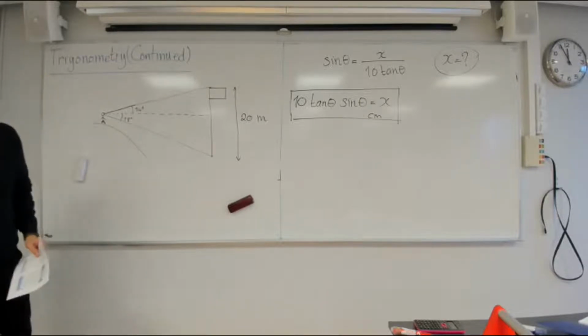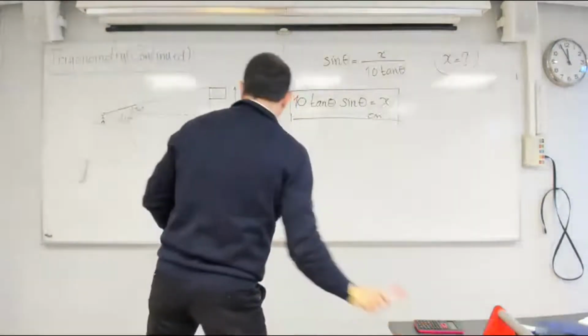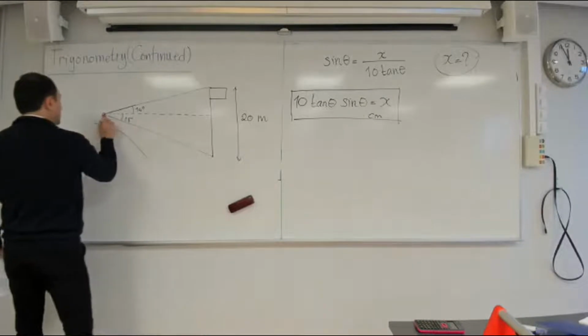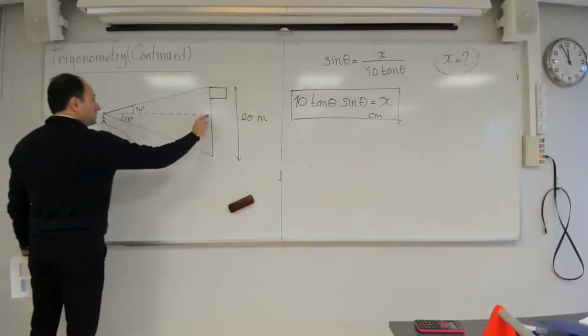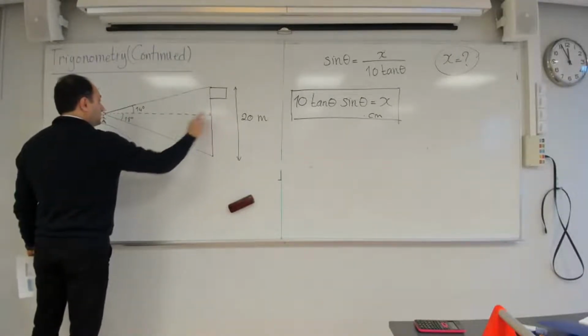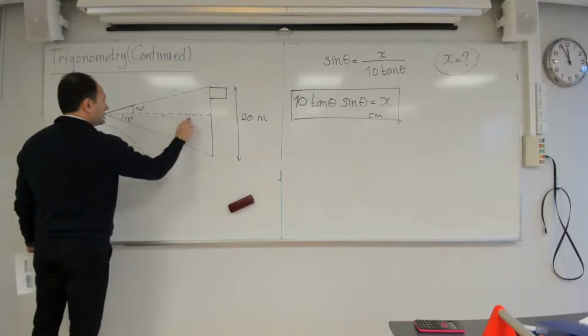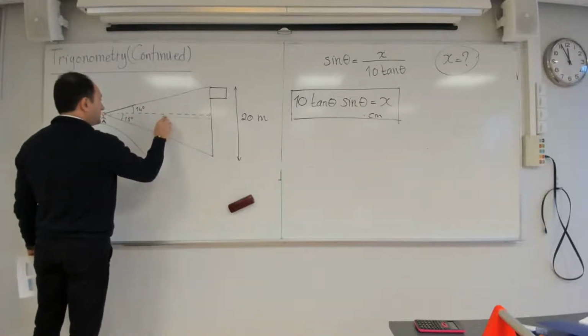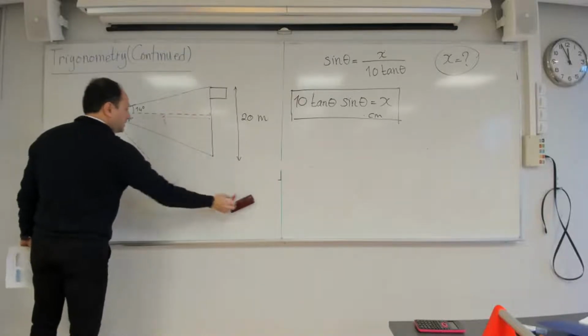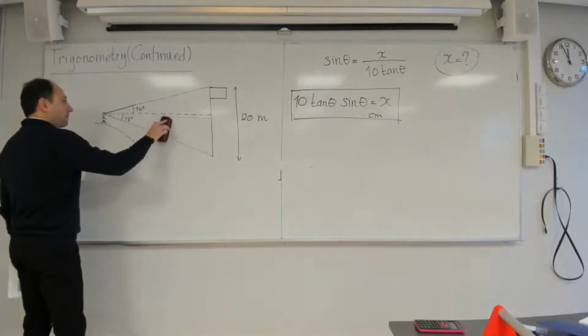And then you're supposed to find this distance, the distance from the person to this flag here. So we are supposed to find this value x. This is wanted. So this x is wanted, okay?